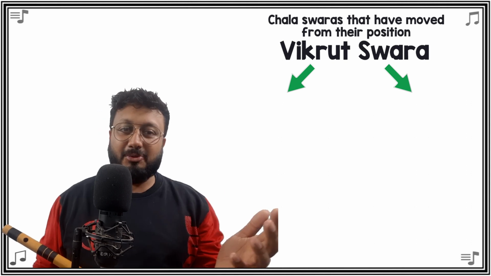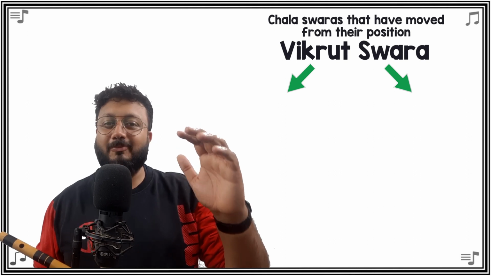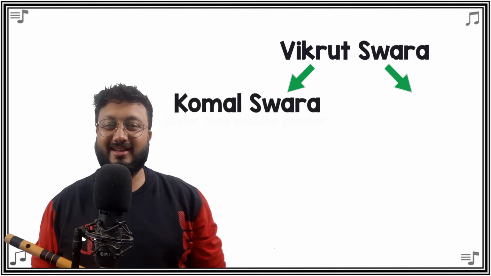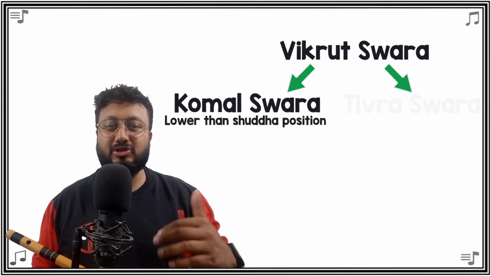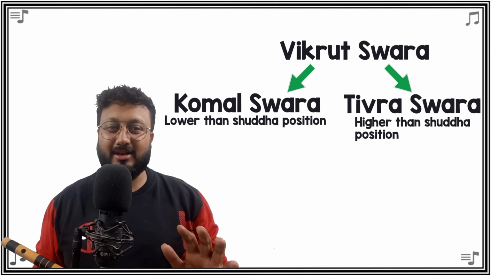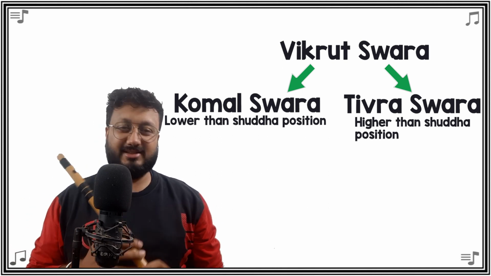Now let's come to the other Swara, which is the Vikrut Swara. Now Vikrut Swaras are frequencies of Swara that are in between Shuddha Swaras. The Chala Swara either drop from their Shuddha position to go to a lower frequency or they rise to a higher frequency step. If the Swara lowers itself, it is called a Komal Swara. And if the Swara rises from its Shuddha position, it is called a Tivra Swara. So let me explain with the help of the flute so that you can visualize it.